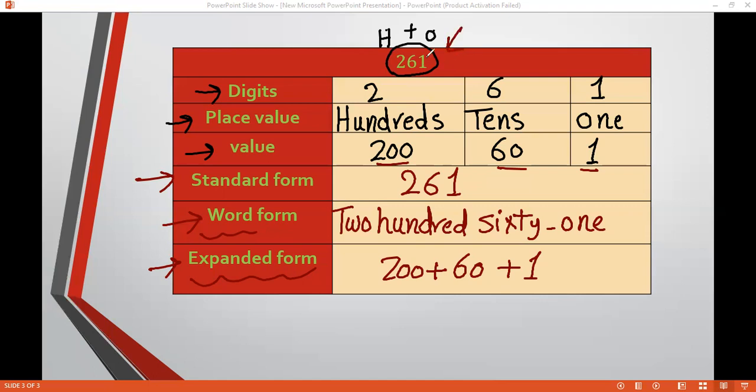I hope you understand everything about this part, because this is very important: to know the place value and value, standard form, word form. All of this is very, very important. Make sure that you know the difference between all of these things, and you know how to write numbers in letters, in words.